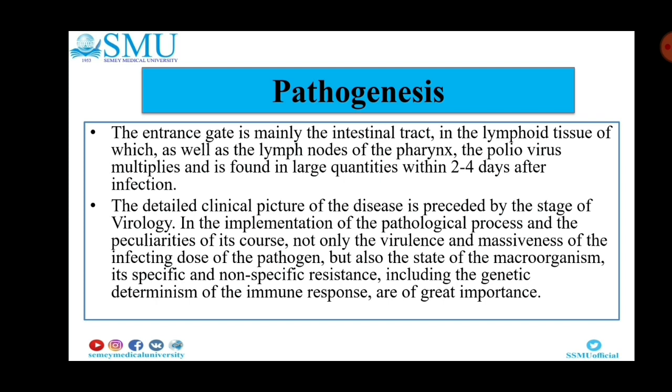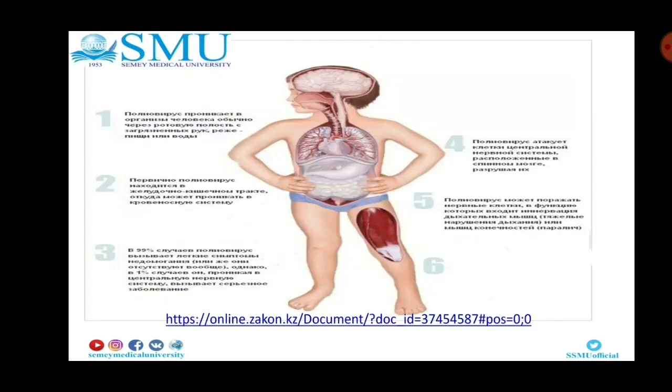In the implementation of the pathological process and the peculiarities of its course, not only the virulence and massiveness of the infecting dose of the pathogen, but also the state of the macroorganism, its specific and non-specific resistance, including the genetic determinism of the immune response, are of great importance.